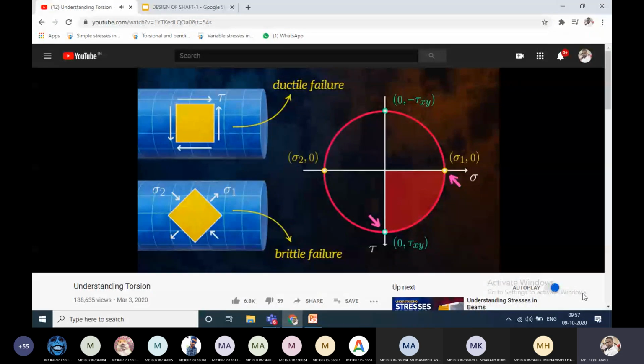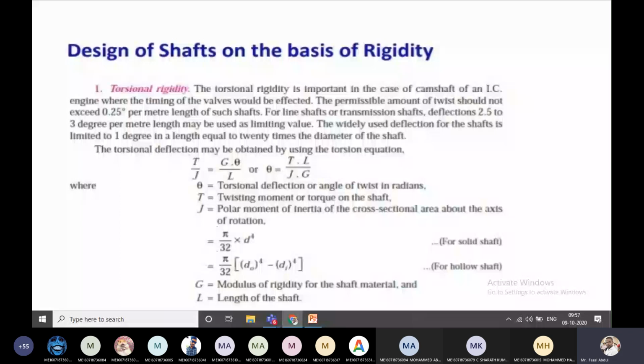So, design of shaft based on the rigidity. Rigidity is nothing but deflections. In a shaft you can find two types of deflection. One is a torsional deflection when it is rotating. Angle of twist you observed in the video. Torsional deflection means deflection through an angle, and that is the torsional rigidity.